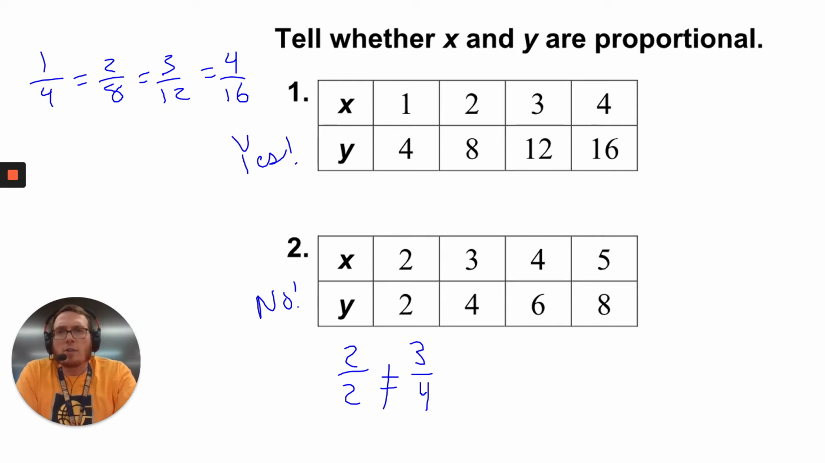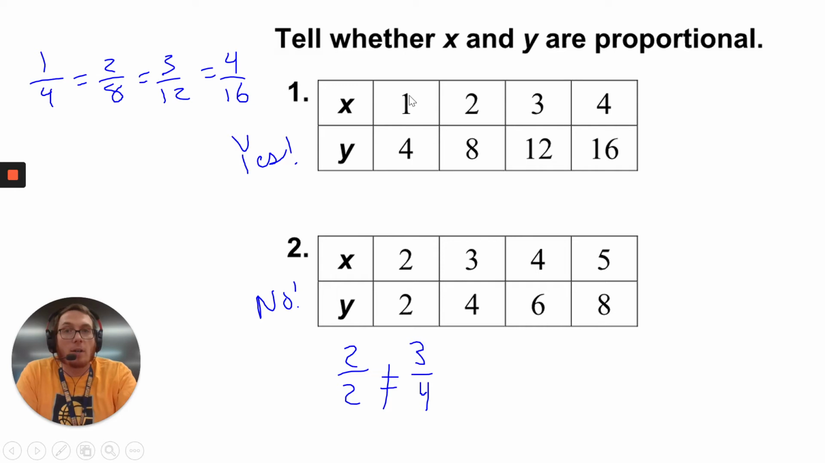First set of questions just says tell whether x and y are proportional, so this is like a table idea. Easiest way to tell if things are proportional is just set them all up as fractions. So this first one, all four of these would end up being the exact same fraction, 1/4 if you simplify them, so the answer would be yes. The second one, though, would be 2/2, but that's not the same as 3/4. You could keep going, and that's not the same as 4/6 and not the same as 5/8, so this one is no.